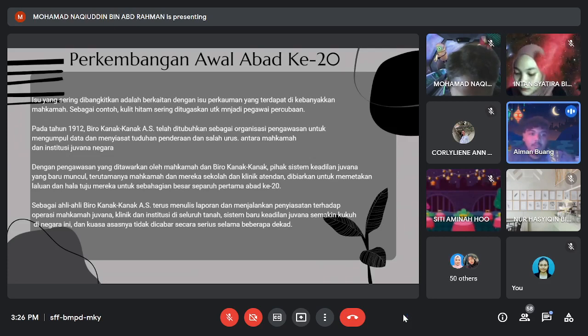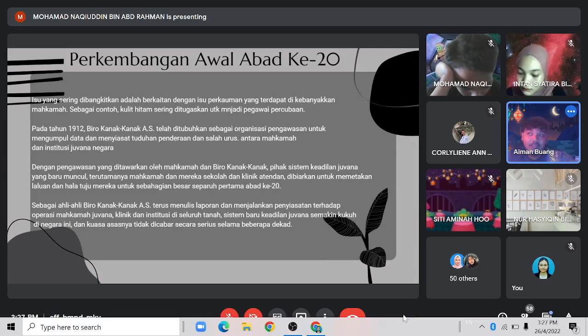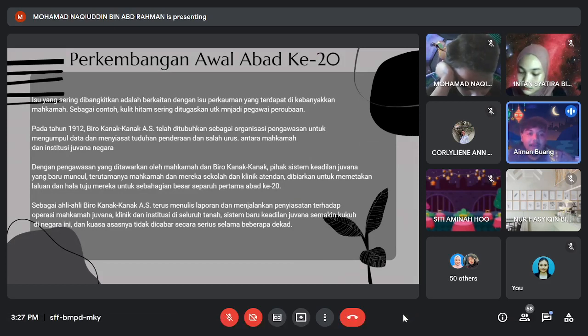Maksudnya waktu perkembangan abad ke-20 tu, mereka sudah nak menaikkan lagi mahkamah juvana tu kan. Jadi mereka merendahkan bangsa kulit hitam ni untuk apa? Untuk jadi pegawai percubaan. However, yang berkulit putih tu, the white man, dia jadi pegawai atasan.